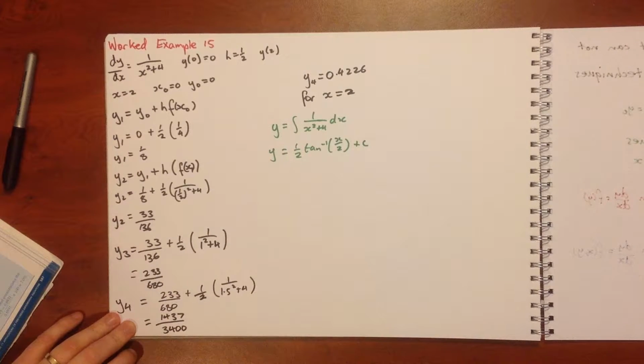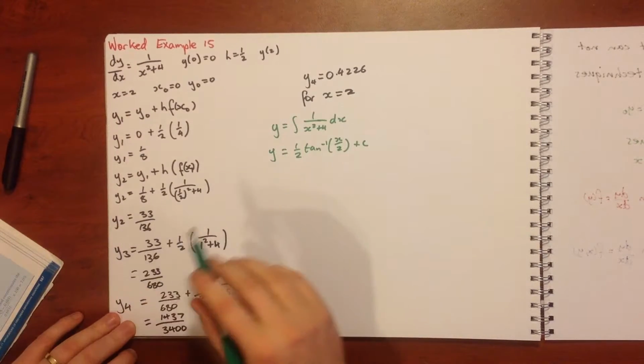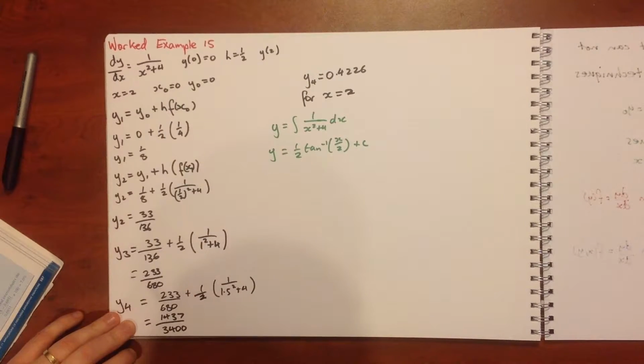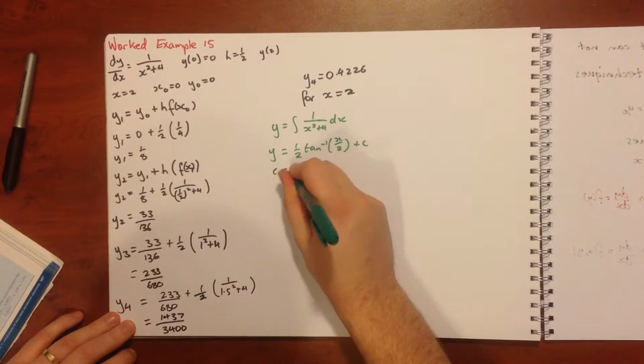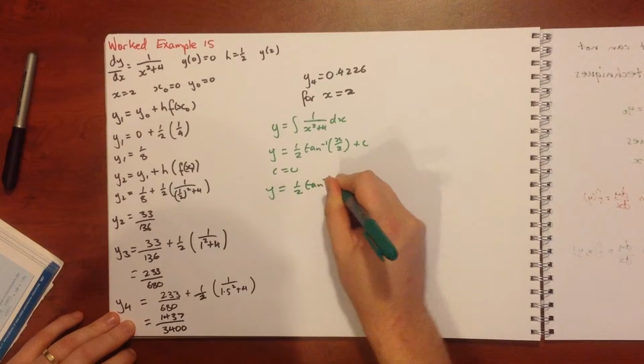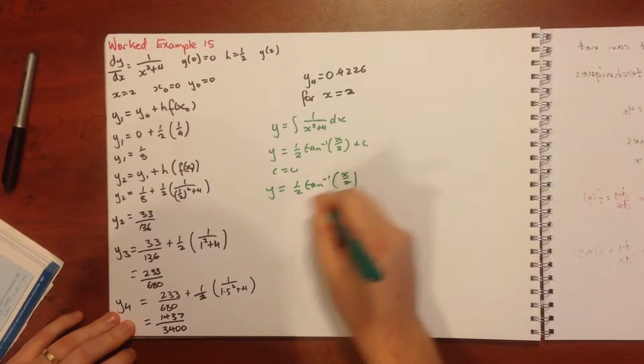But we know that our c is going to be 0, because our initial values of x and y are 0, so c equals 0. So y equals a half times the inverse tan of x on 2.